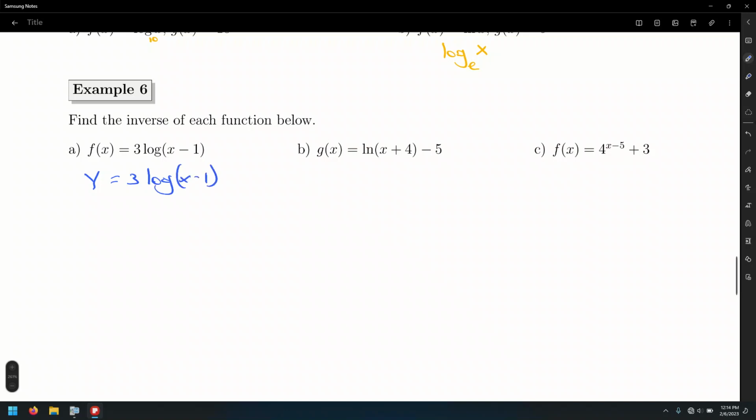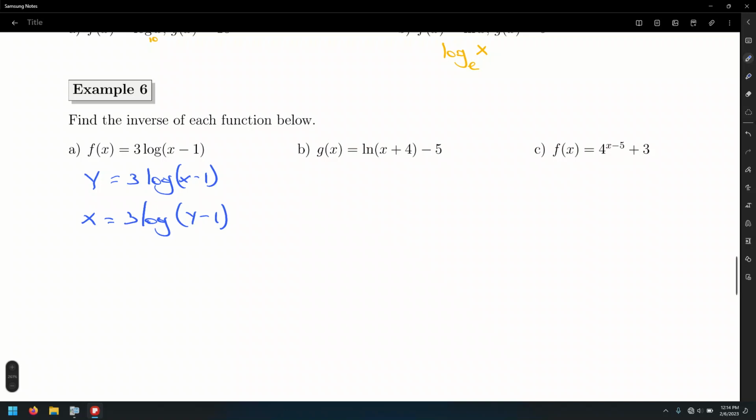Now, to get the inverse function, here is where we invert the variables. That is, we interchange x's with y's. So y becomes x, and x becomes y. And then from here, we solve for the y variable. So we need to isolate the y, but there's a couple of things that we need to worry about first.